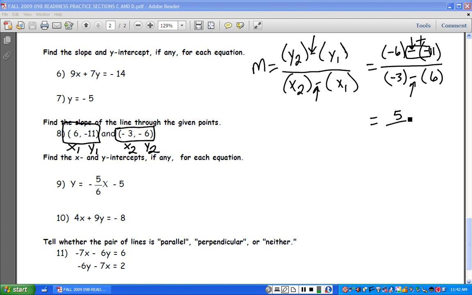5 up top, excuse me, and on the bottom negative 3 minus 6, which would give me a negative 9. So slope is a negative 5/9. So there's your answer for number 8. Okay, number 9. Let's erase.